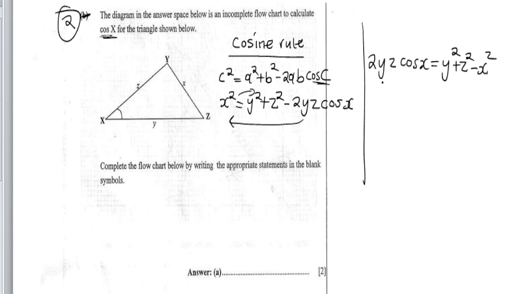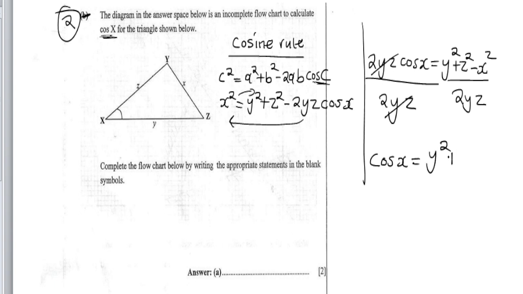Then from there I'm going to divide this side by 2yz, and the other side by 2yz, so that the 2yz is gone on both sides. Then cos x will be equal to y squared plus z squared minus x squared, all over 2yz. Alright, so this is how you can make x the subject of the formula.